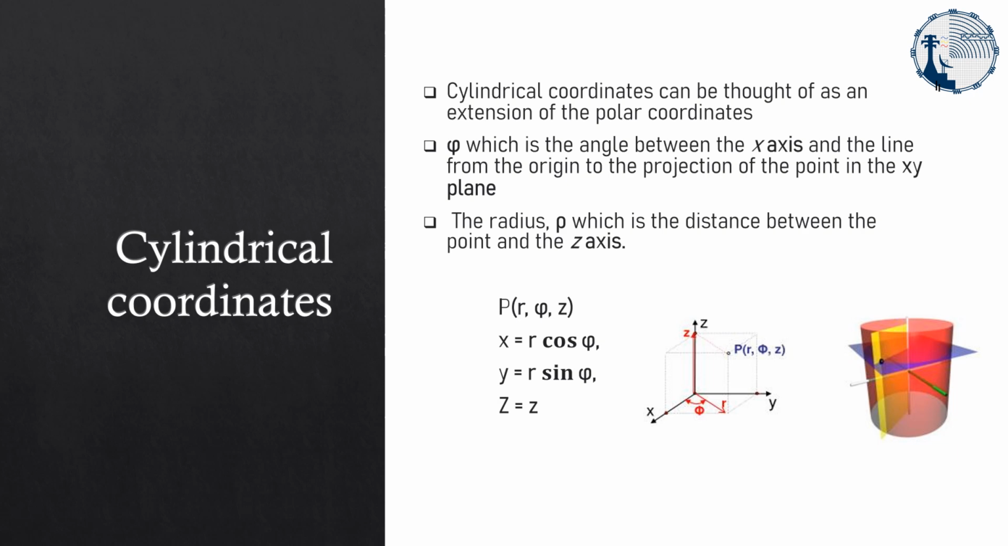Now moving on to cylindrical coordinates. Cylindrical coordinates can be thought of as an extension to the polar coordinates. Here phi is the angle between the x-axis and the line from the origin to the projection of the point in the xy plane. The radius rho is the distance between the point and the z-axis. So the point P can be denoted as P(r, phi, z). Here x equals r cos phi, y equals r sin phi and z is equal to z.